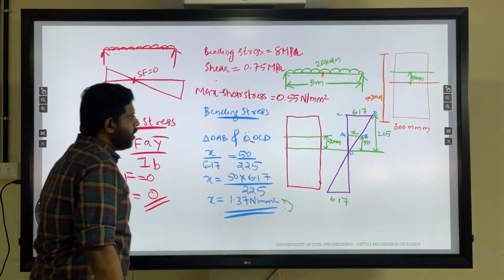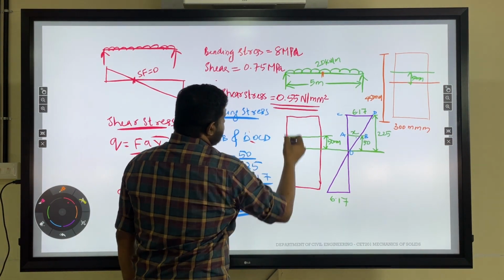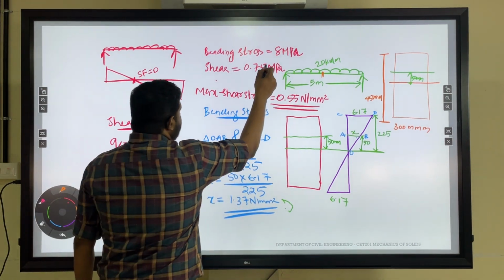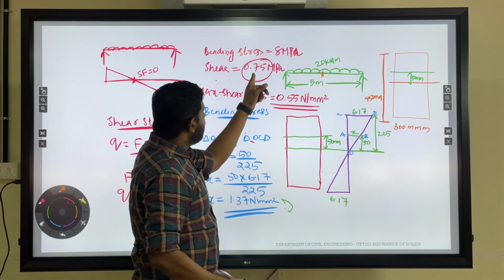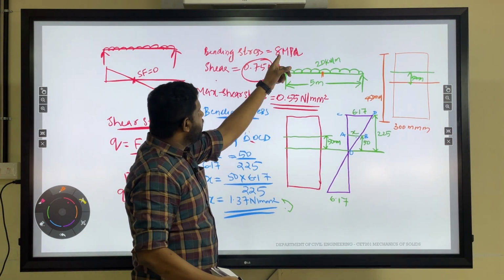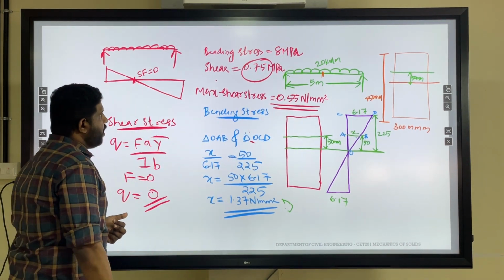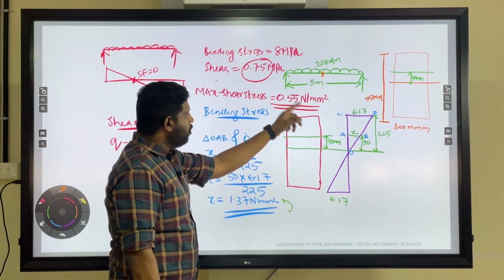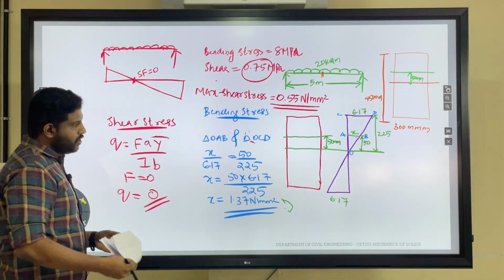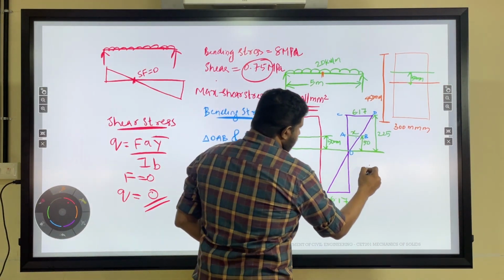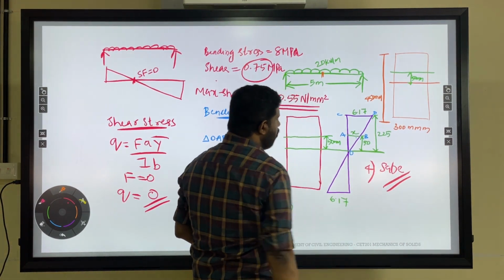In the second part we calculated the maximum shear stress for the critical section. So the maximum shear stress developing in the structure is only 0.55, but the allowable is 0.75. For 8 megapascal allowable bending stress we are getting only 6.17, and for 0.75 allowable shear stress we are getting only 0.55. So these two values are lesser than the allowable values, so the structure is safe when we consider both the conditions.